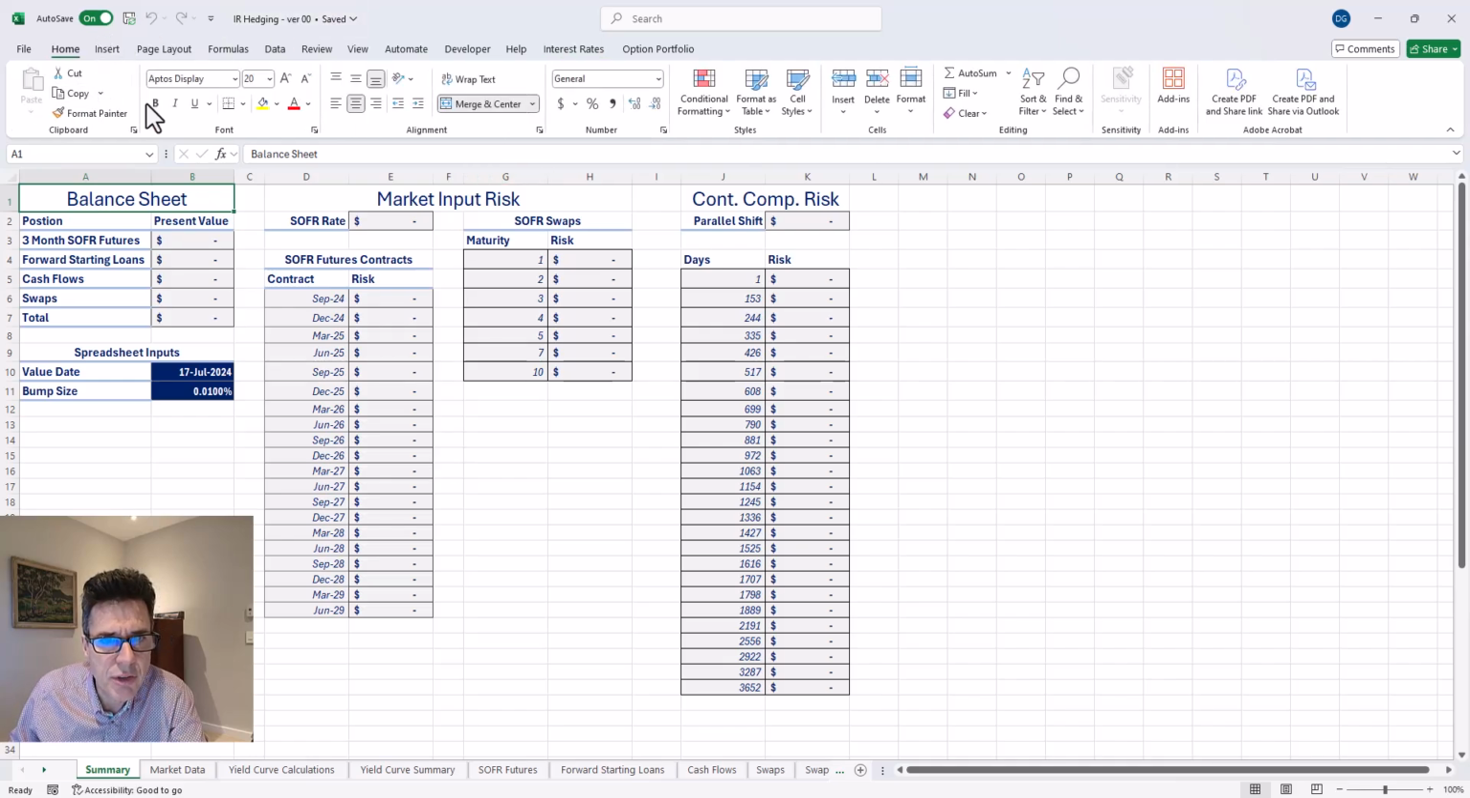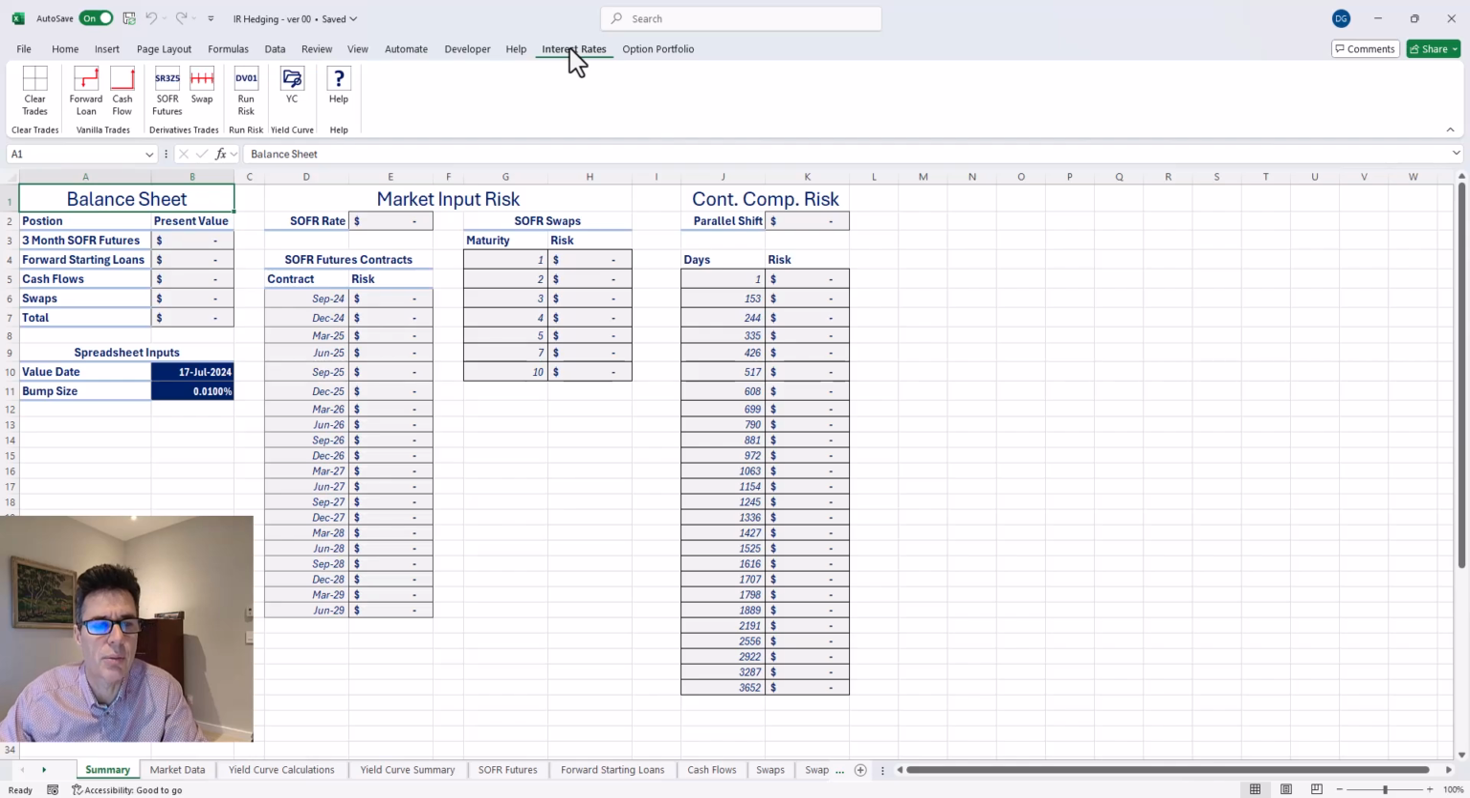The interest rate hedging spreadsheet, again, has this ribbon which lets you do things in the spreadsheet. Now, we're going to go through a series of examples here of forward starting loans. The first example is going to be for a $1 million loan. We're going to lend money, and we're going to line the dates up with one of the 3-month SOFR futures contracts. So let's just choose one. Let's say that June 2025 contract.